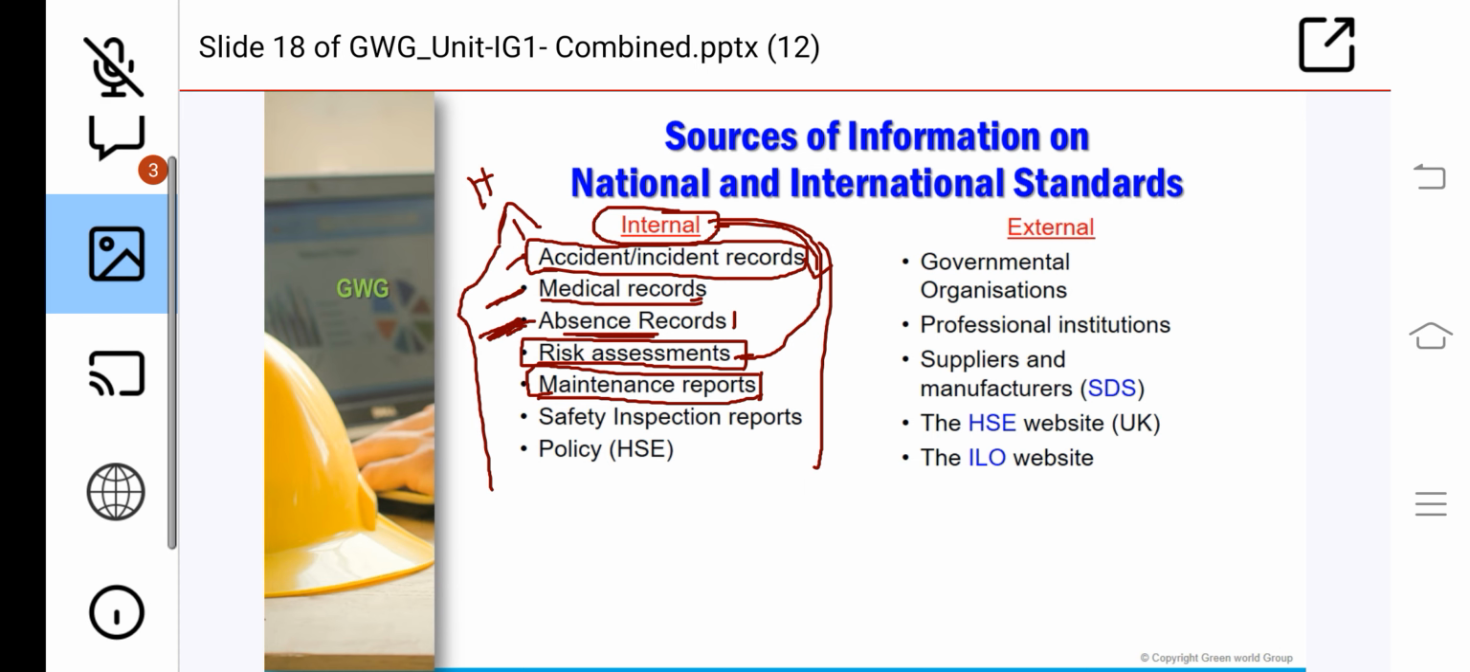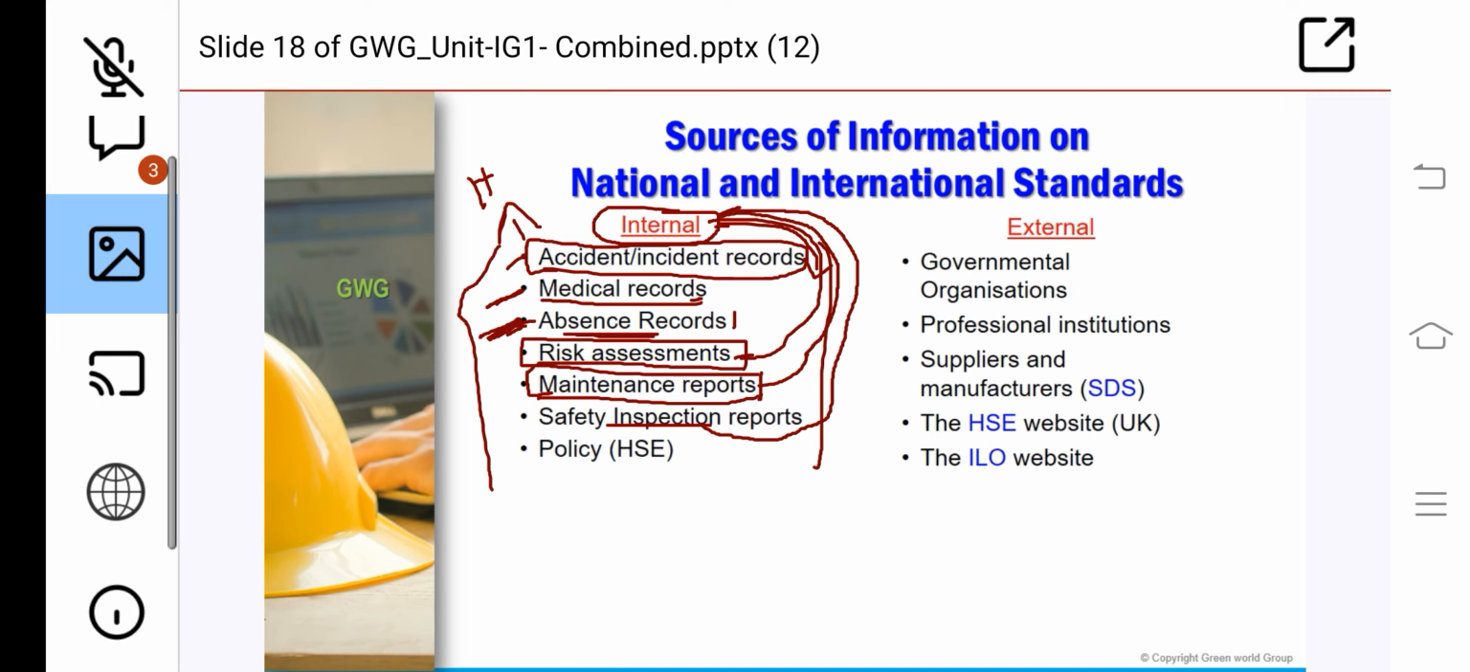So this is also going to give you the health and safety related information, which comes under the safety inspection report. When you are doing the safety inspection, visiting the site, you are looking for hazards. When you are doing the inspection, you are checking the hazards at the workplace. So checking a hazard is a health and safety related thing. That's why safety inspection reports of the organization are internal sources of information.